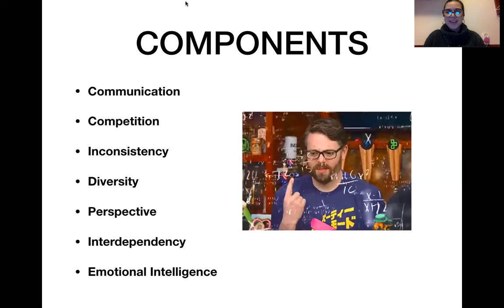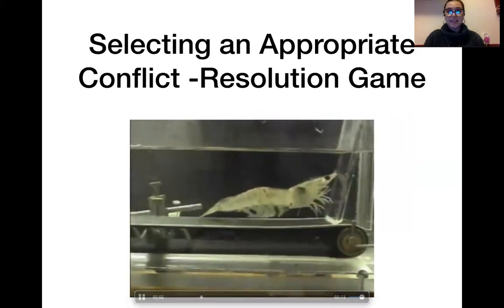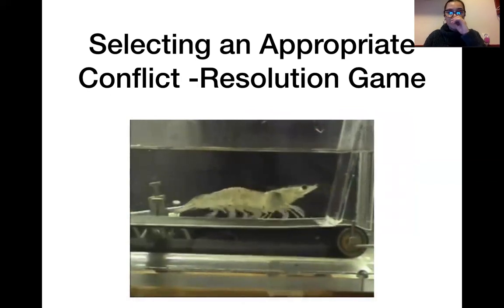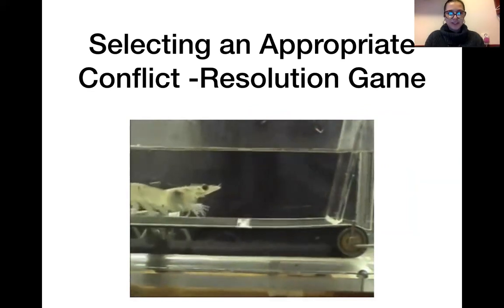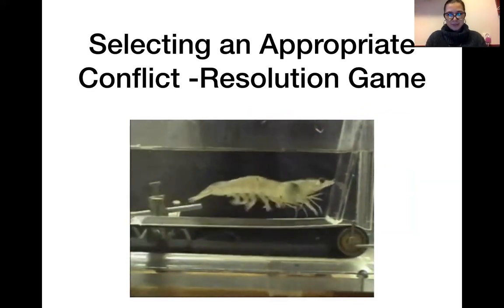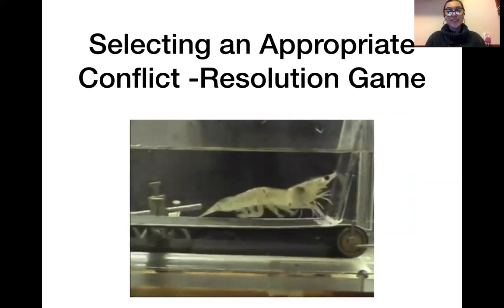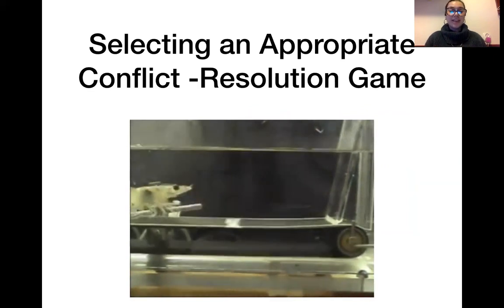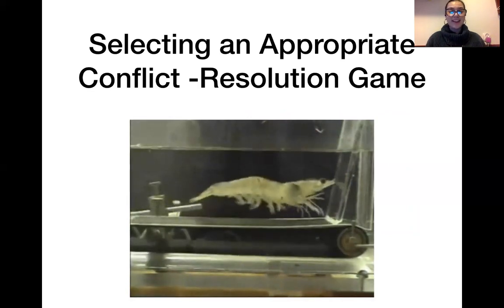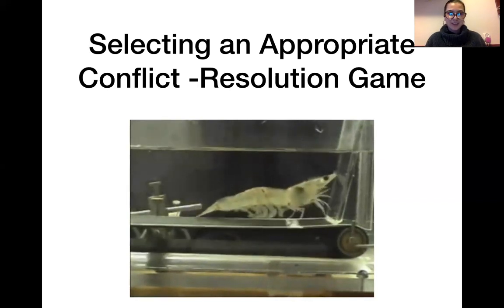No? Okay. So the next thing that I would like to talk about is selecting an appropriate conflict resolution game. As you can see, there is a weird looking shrimp running on this machine, and I chose this GIF for a particular reason, because I don't believe that this shrimp can benefit a lot from this treadmill, and I don't think that it will make it better. It's just a very useless exercise for this shrimp.